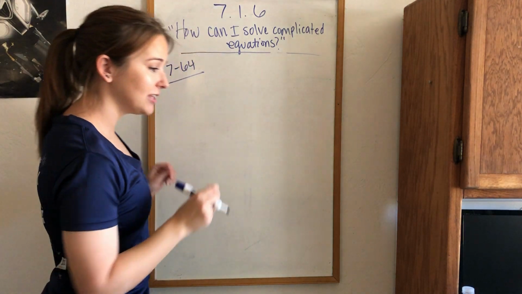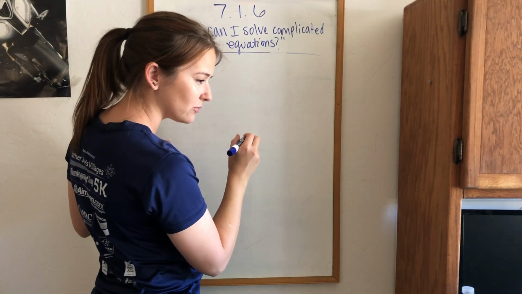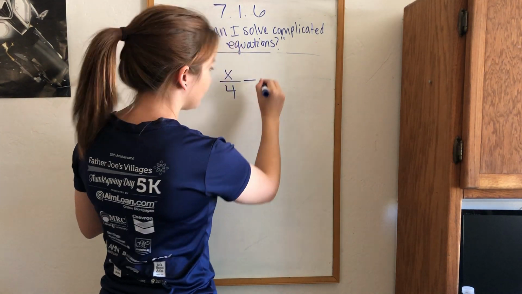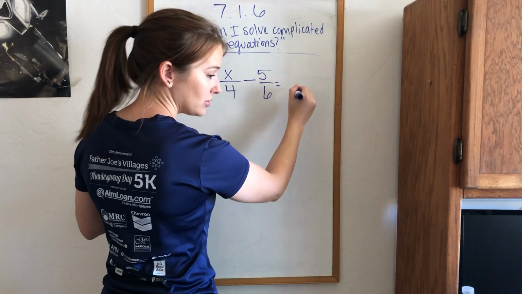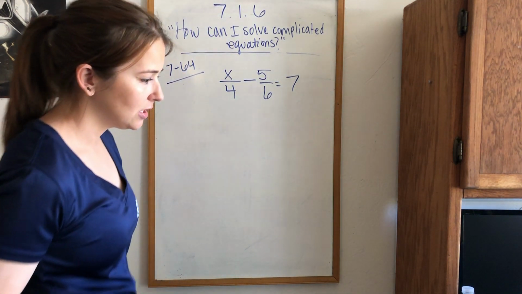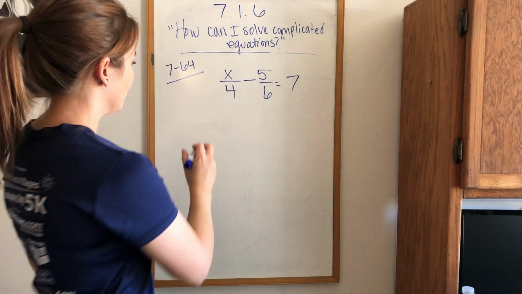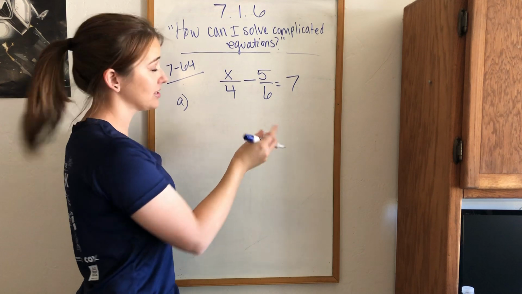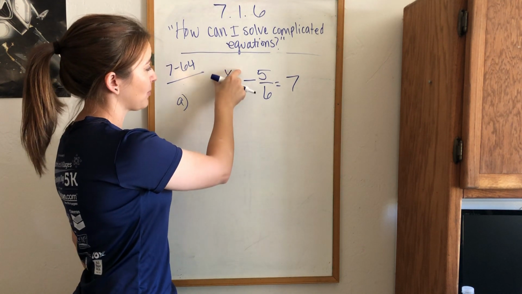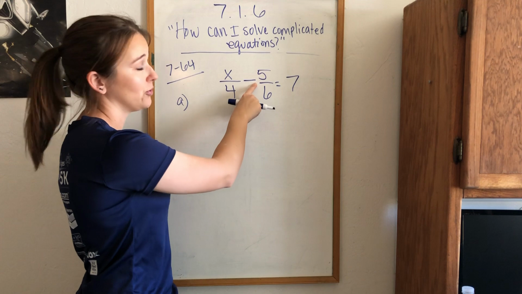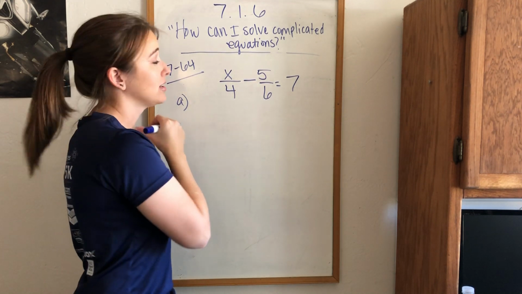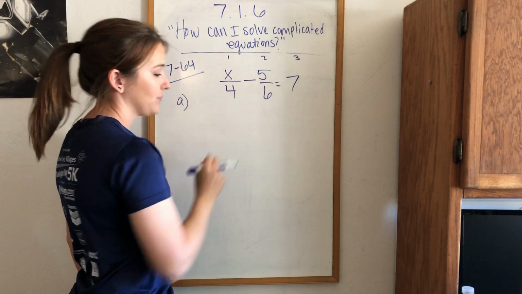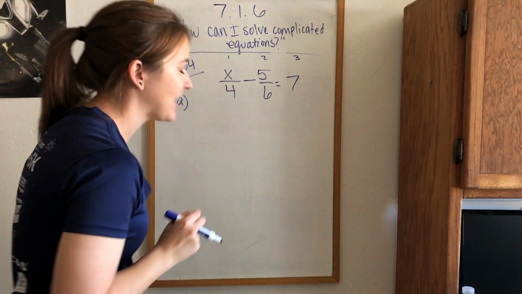764 says, examine the equation below, and it gives us, wow, it's really small, x over 4 minus 5 over 6 equals 7. Part A is telling us to multiply each term by 4. If you're wondering what a term is, it's everything that's separated by a subtraction symbol or addition symbol or an equal sign. So how many terms do we have here? We have 1, 2, 3 terms. So it wants us to multiply each one by 4.